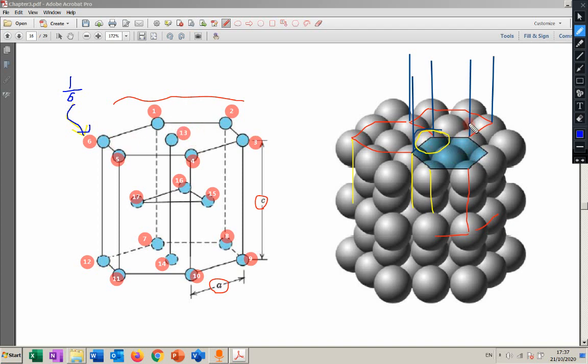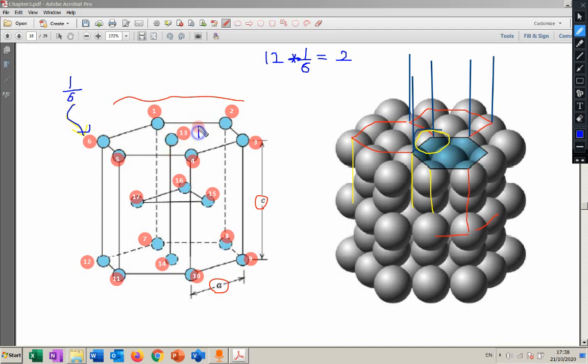Why? Because look here on the plane. If you think of the third dimension, 3 will be the bottom, 3 will be the top. So each atom will be shared between 6 unit cells. That's why each corner will be 1/6. How many corners did we say we have? We had 12, because 6 at the top and 6 at the bottom. 12 corners, each corner 1/6, so 2 atoms came from the corners.